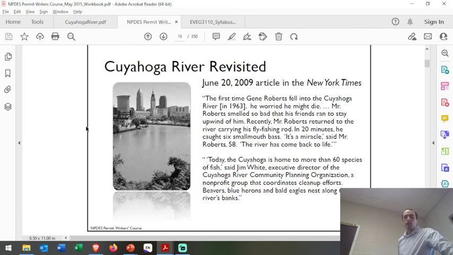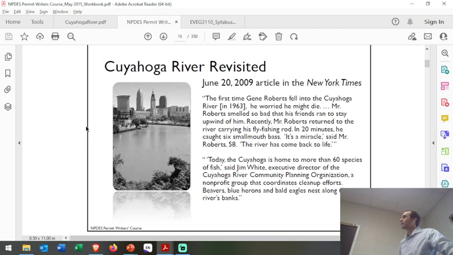The first time Gene Roberts fell into the Cuyahoga River in 1963, he worried he might die. Mr. Roberts smelled so bad that his friends ran to stay upwind of him. Recently, Mr. Roberts returned to the river carrying his fly fishing rod. In 20 minutes, he caught 6 smallmouth bass. It's a miracle, he said. The river has come back to life. Today, the Cuyahoga is home to more than 60 species of fish, said Jim White, executive director of the organization there, doing a lot of cleanup efforts. Beavers, blue herons, and bald eagles are nesting along the river's banks. So, and that was in 2009.